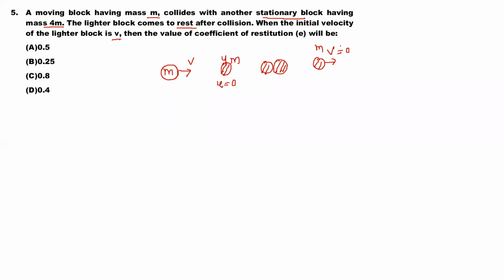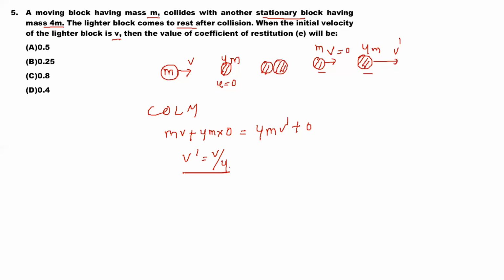And let the heavier particle, which is having mass 4m, move with a velocity v dash. Then we are interested to find the coefficient of restitution, students. Here the final velocity of the lighter block is 0. Final velocity of the heavier block is v dash. Initial velocity of the heavier block is 0. Initial velocity of the lighter block is, let's say, v. So applying the law of conservation of linear momentum: momentum before collision mv plus 4m into 0, no initial momentum of this, is equal to 4m, let it be moving with v dash, plus 0. Yes students, by solving you will get v dash is equal to v by 4. Okay, this one I got.